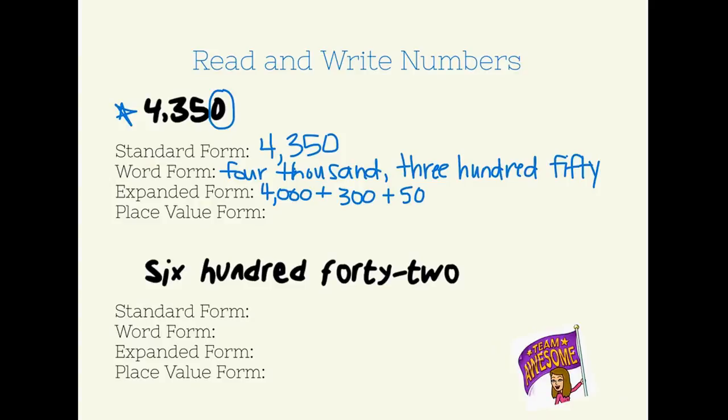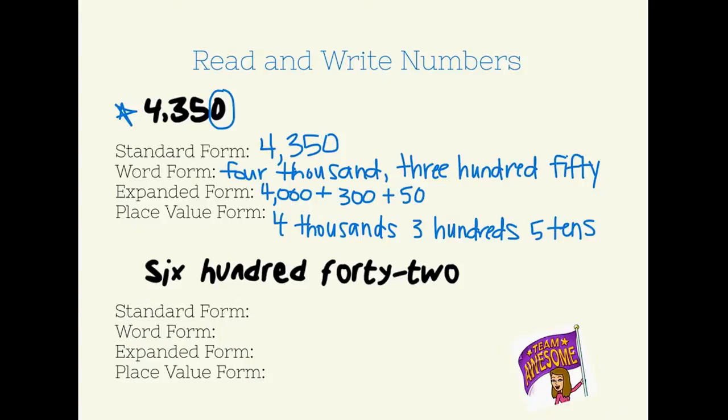The last form is the place value form, where I essentially take my expanded form and just use words instead. So 4,000s are used to make this number. 300s. It's kind of like a combination of the word and expanded form almost. So 4,000s, 300s, and then 5 10s are used to make that 50. And again, no ones, so I'm done.